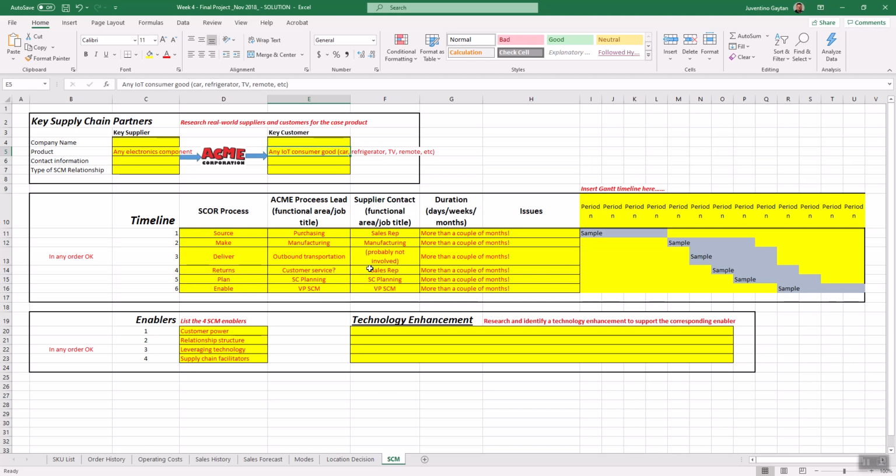For the supply chain management, this is again subjective, and we're looking to see if you can go ahead and synthesize and fill out most of these tables, or all of these tables.